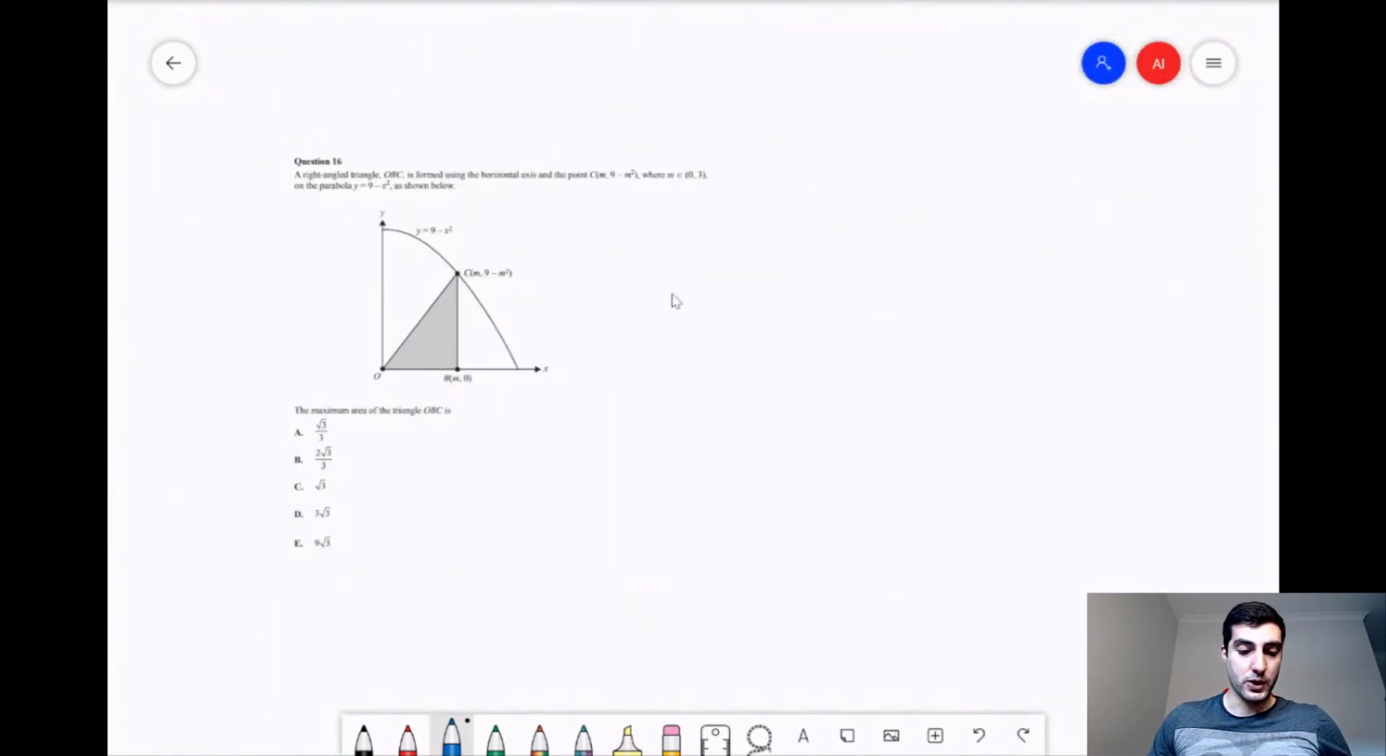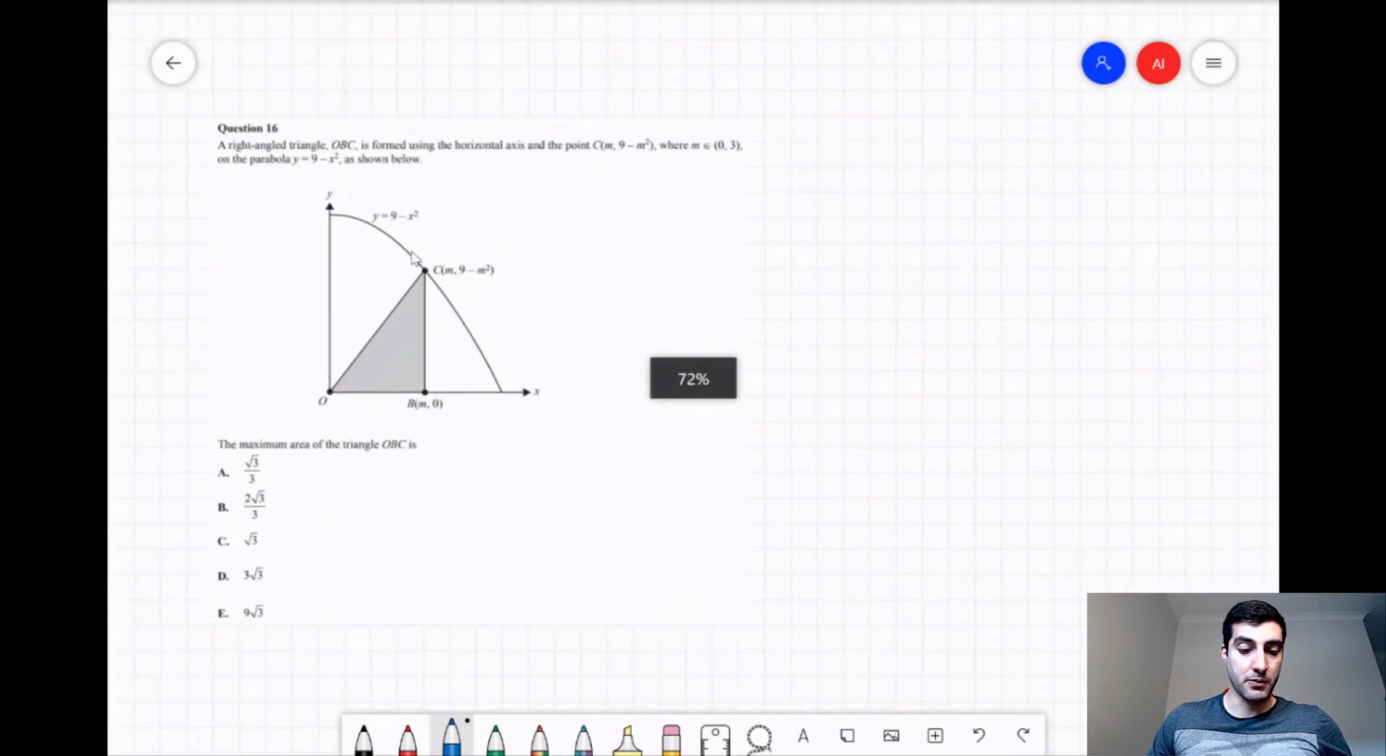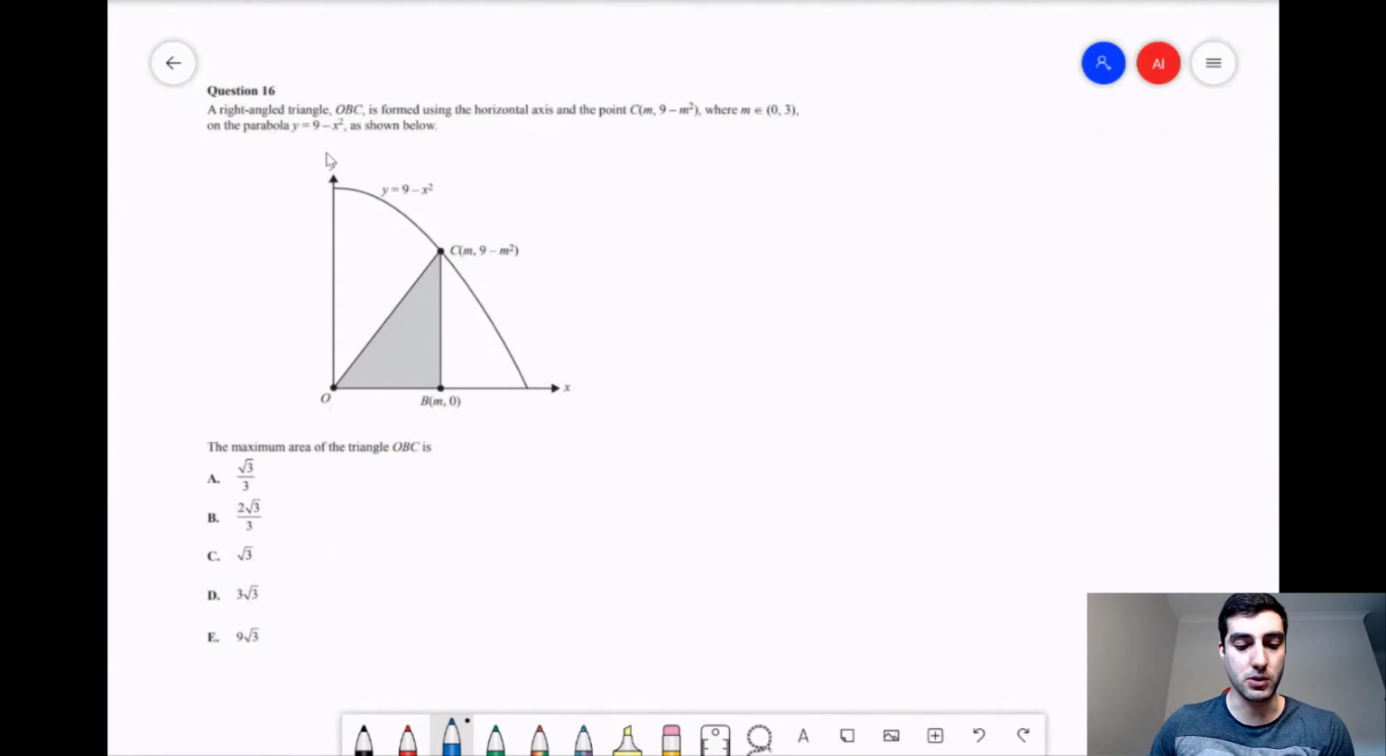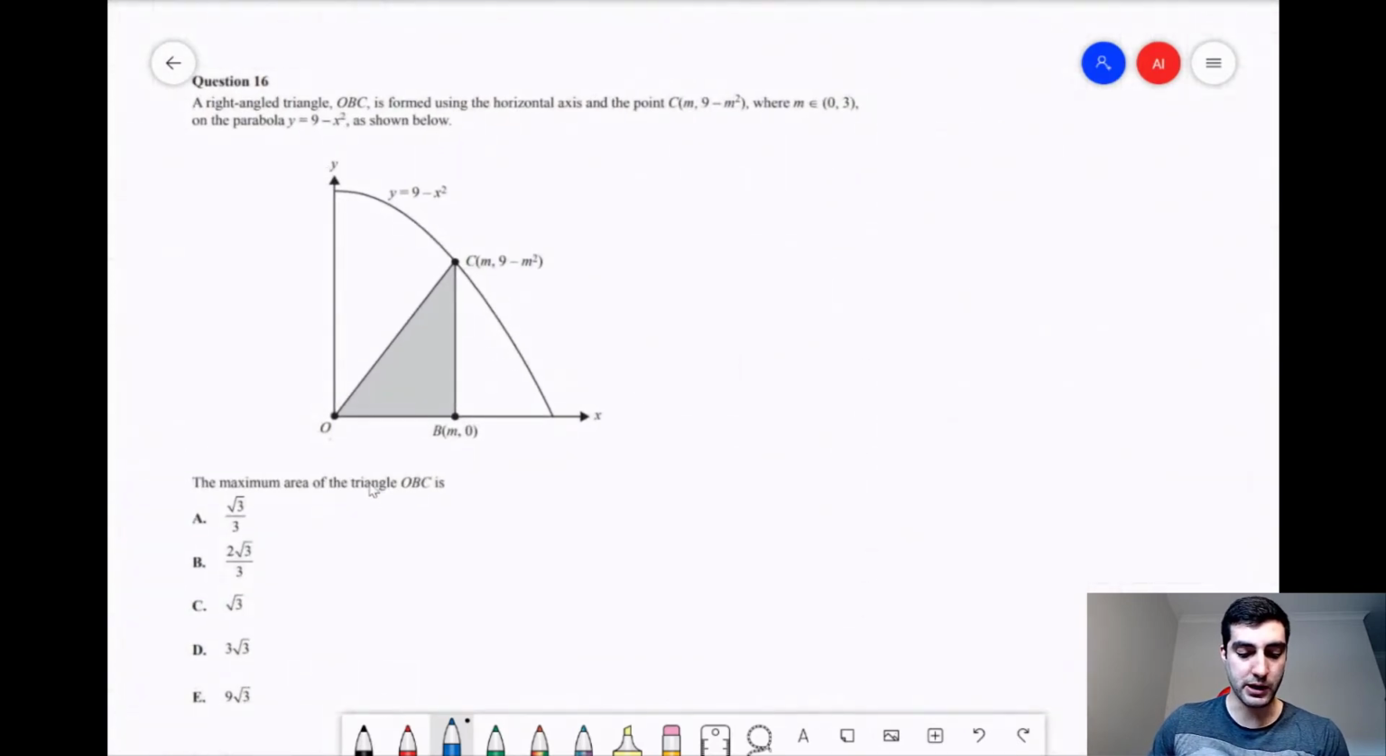Great, so moving on to question 16, I'll just zoom in a little bit. It reads, a right angled triangle OBC, so that's this triangle here, is formed using a horizontal axis and the point C, which has coordinates m and 9 minus m squared, where m is an element between 0 and 3, on the parabola y is equal to 9 minus x squared, as is shown below. The maximum area of the triangle OBC is.